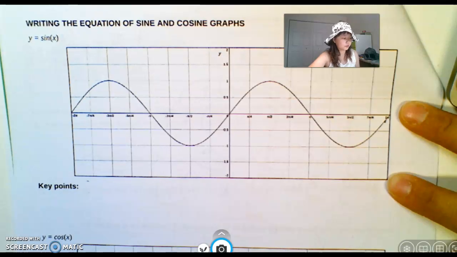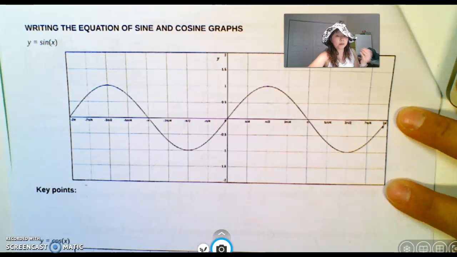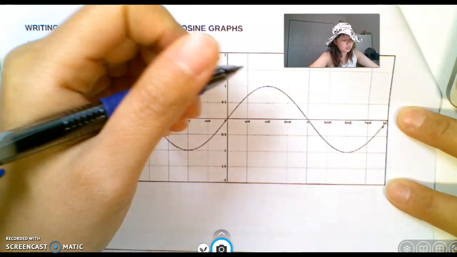But for us, what we are doing is we're given a graph. This is the basic. This is the parent function. This is how the sine x graph looks without any things attached to it. You know, I like this, plain and simple. What's so special about this?